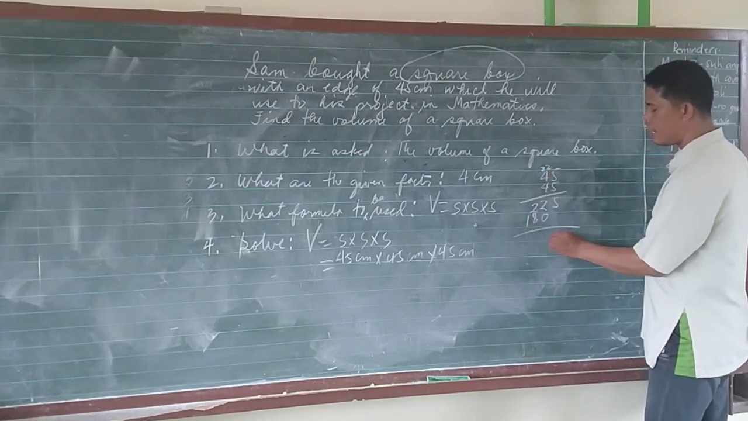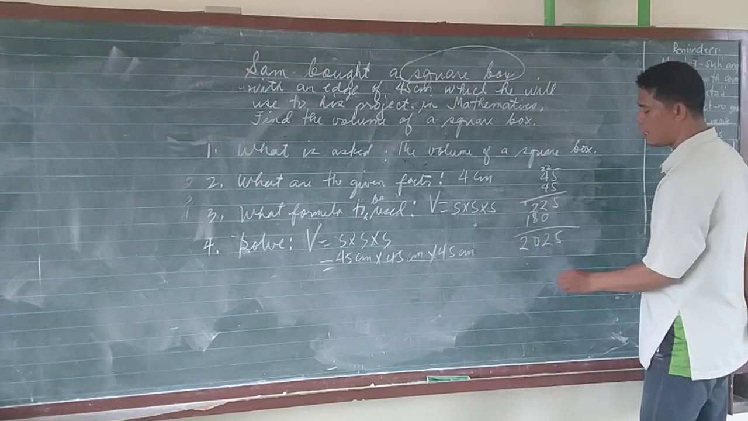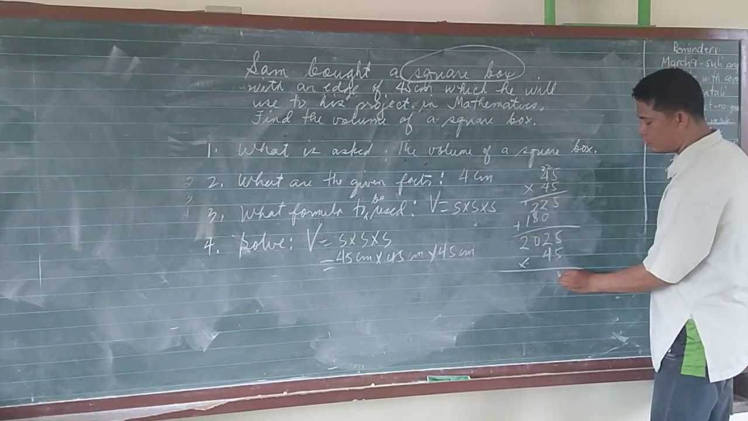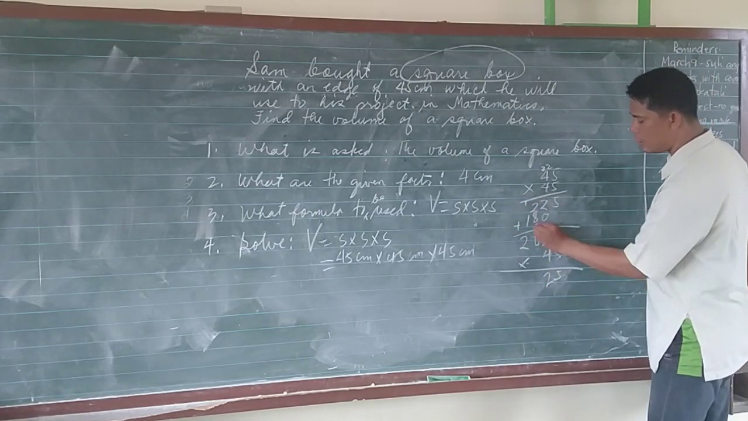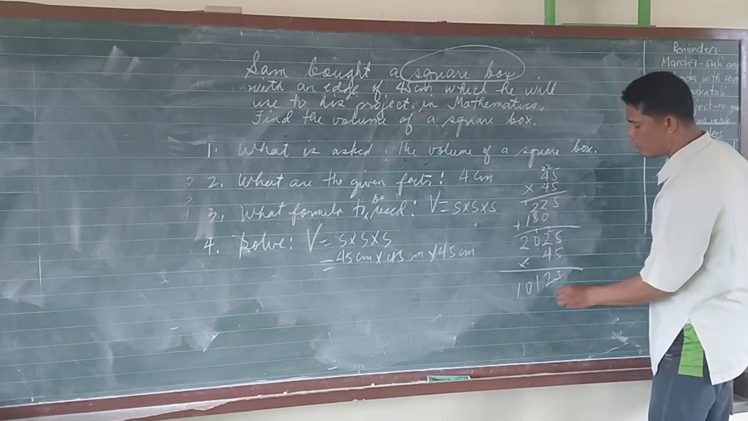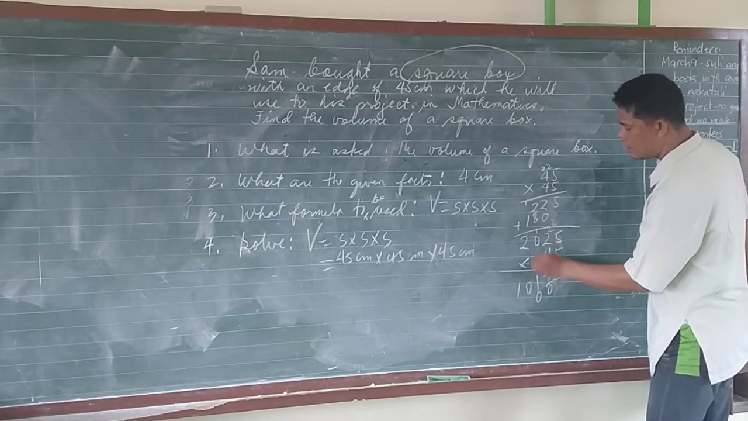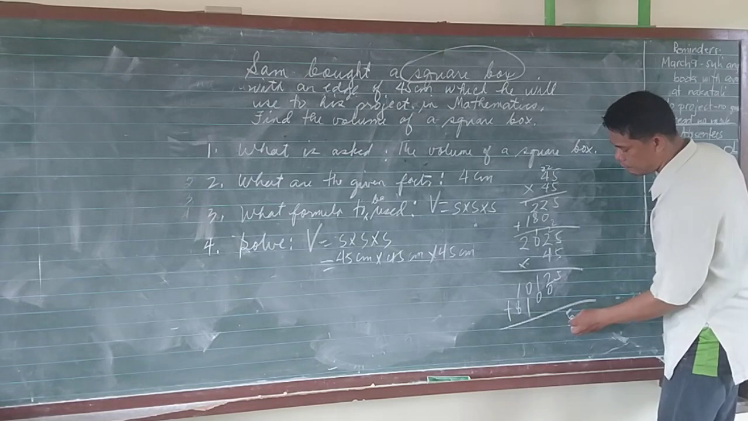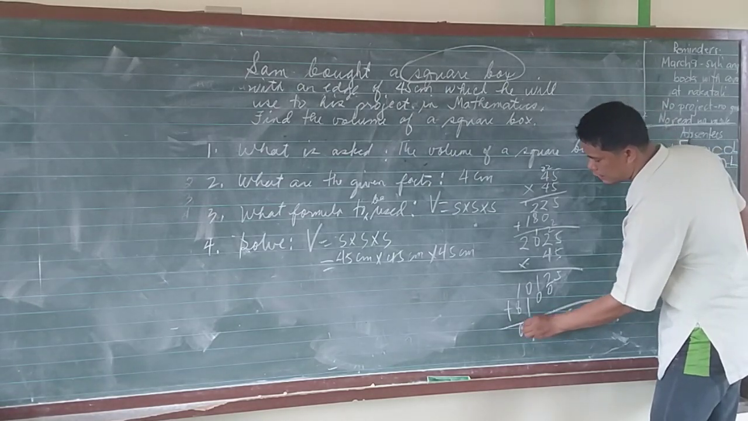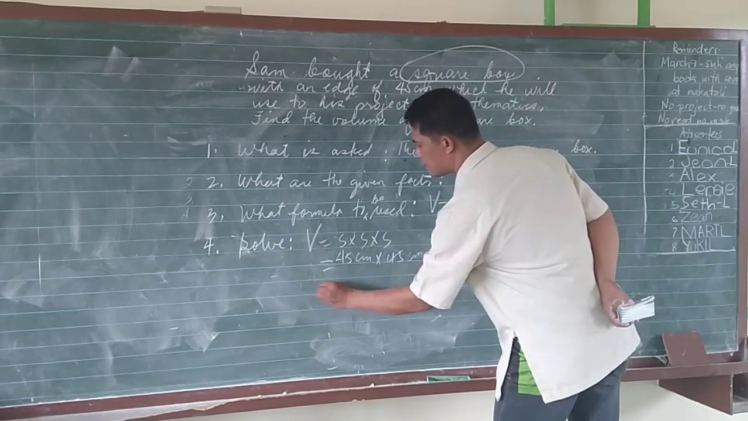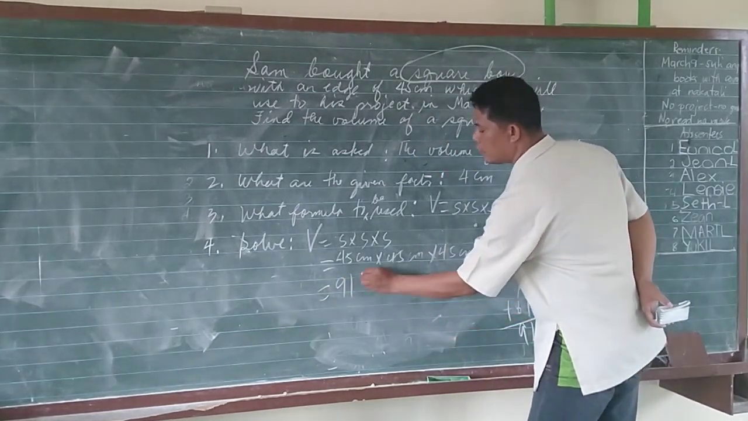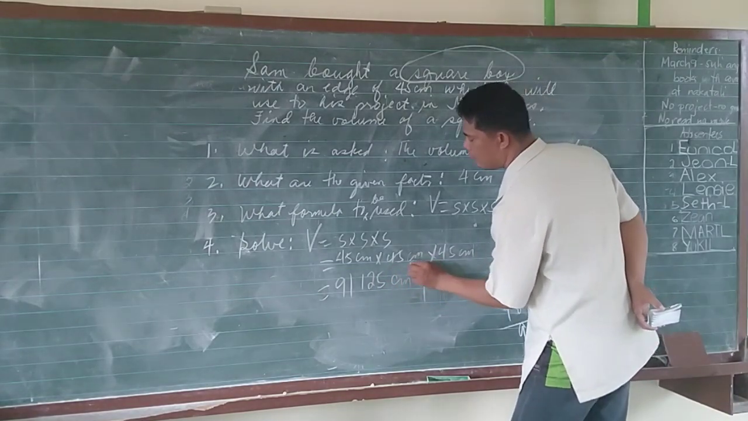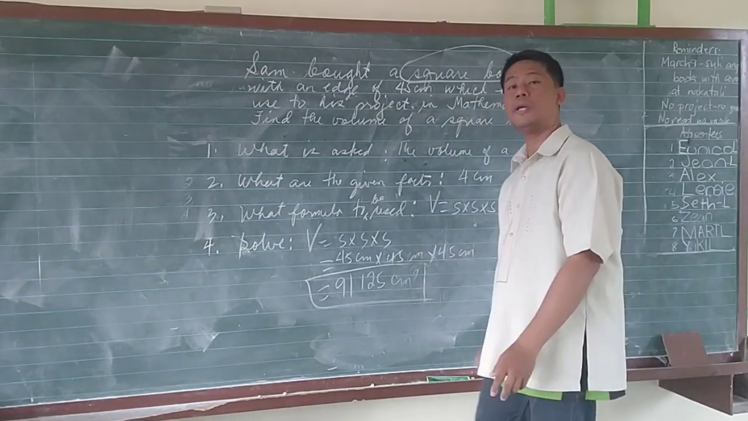Then add 5, 2, 10, carry 1, 2. Then multiply again by 45. 25, carry 2, 10, 12, carry 1, 1, 10. Then 20, carry 2, 8, 10, carry 1, 1, 8. Then add. So we have 5, 2, 1, 1, 9. So, the answer is 91,125 cubic centimeter. So, you have now your answer, you have now your problem.